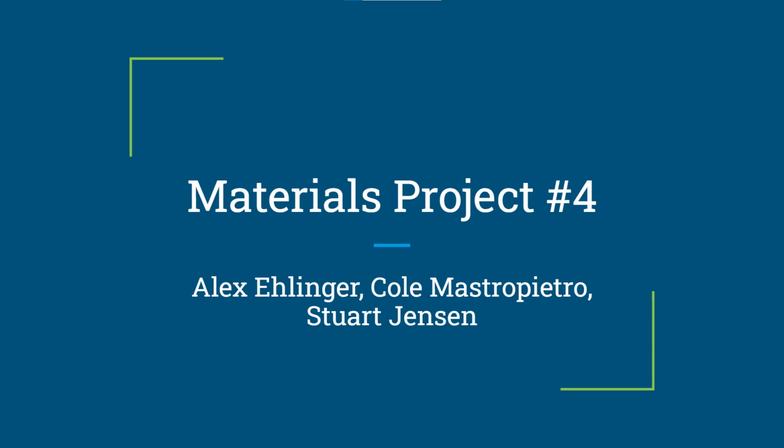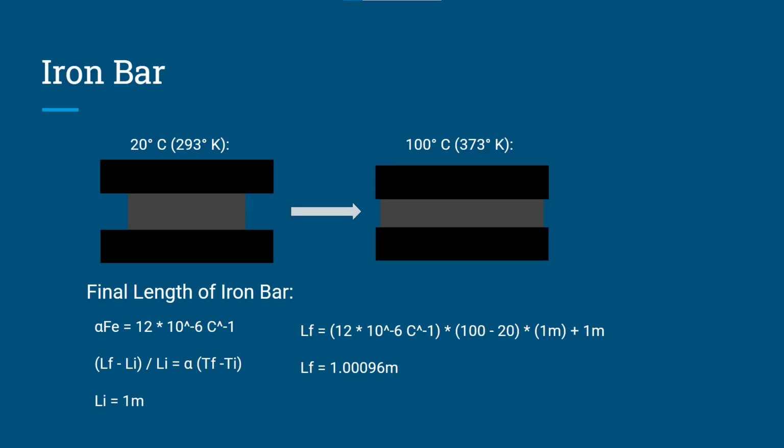This is Materials Project number 4, made by Alex, Cole, and Stewart. The iron bar starts at 1 meter in length between two rigid walls at 20 degrees Celsius. The bar then heats up to 100 degrees, forcing the bar to elongate.